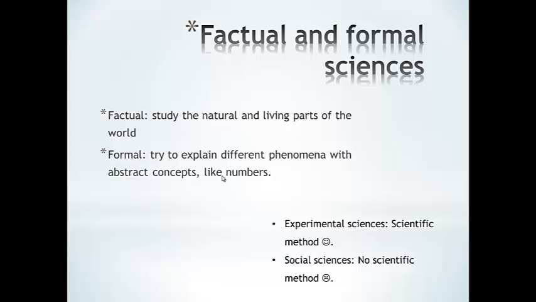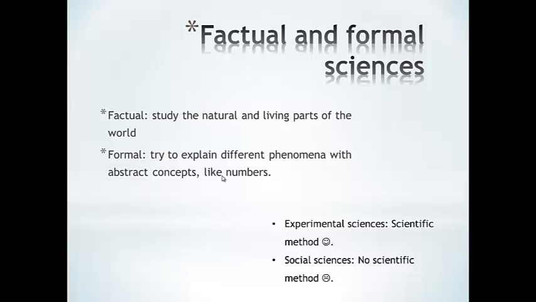Another concept is the factual and formal sciences. The sciences are divided into these two main groups, and the factual sciences are the ones that study natural and living parts of the world, and the formal sciences try to explain different phenomena with abstract concepts like numbers. With abstract, I mean that they don't necessarily exist. Like we don't see numbers, but we use numbers to represent living things.